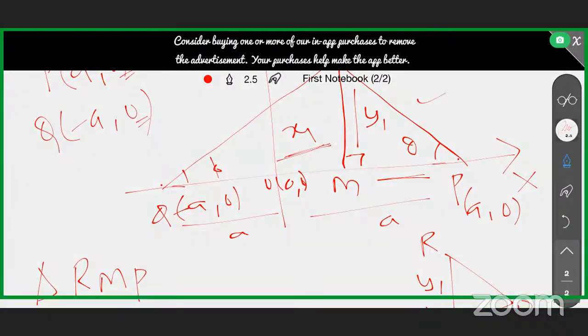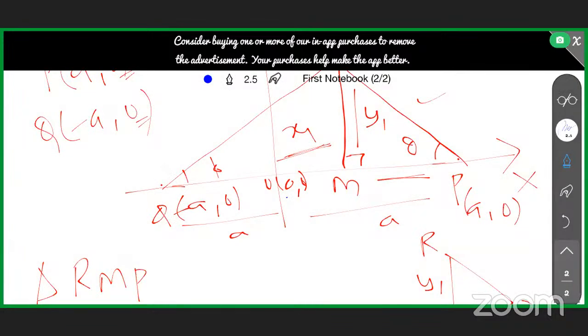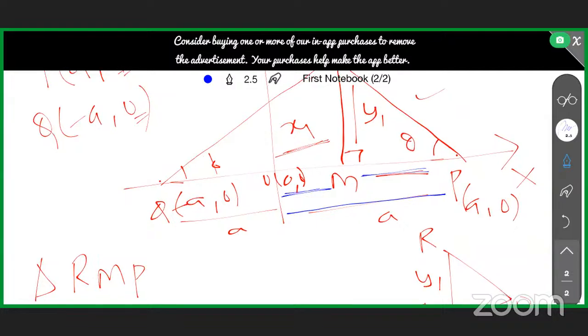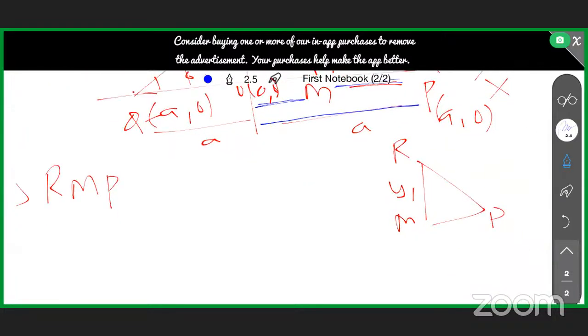Listen carefully here. From O to M is x1. From O to P is equal to a. But I want the value of M to P. What is my M to P value? It is a minus x1. So the PM value will become a minus x1.